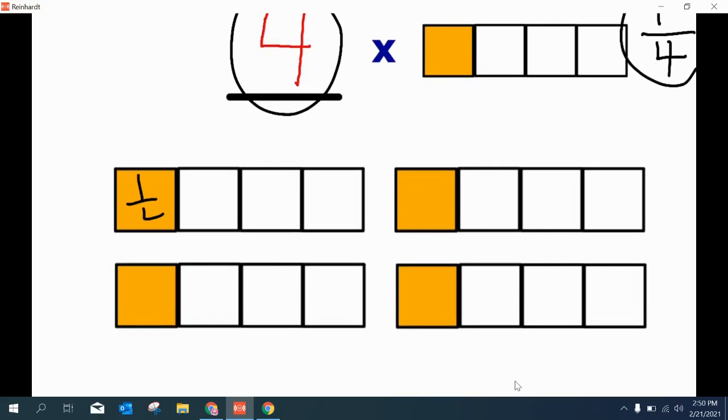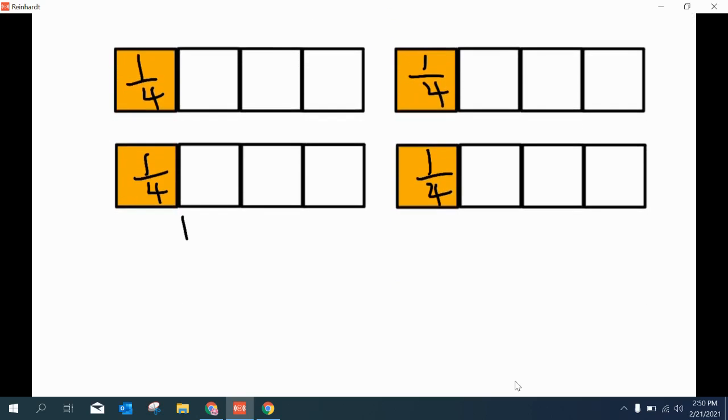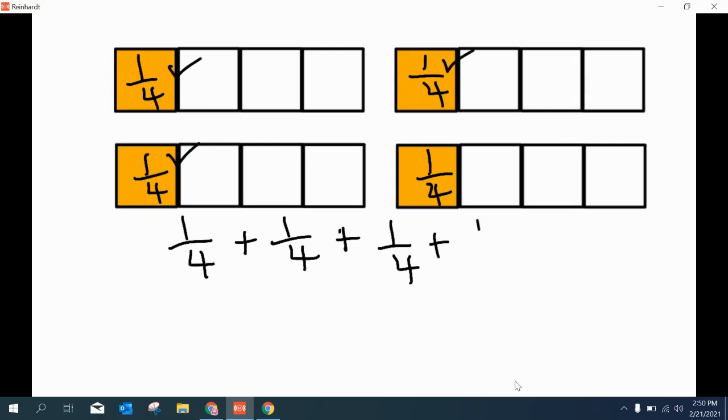I have 1/4, 1/4, 1/4, 1/4. Each of them represents 1/4, so I have 4 of them. I want to know how many I have in total. I can think of this as a repeated addition problem as well as a multiplication problem. So let's write it as a repeated addition problem. I have 1/4. There's 1 1/4. I have another 4th, 2 1/4s. My 3rd 1/4. And my 4th 1/4.